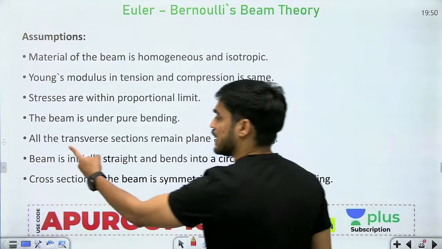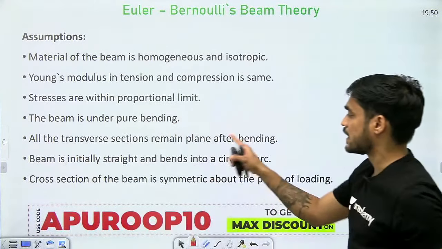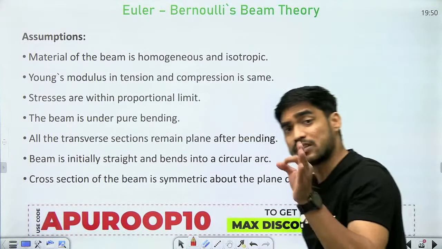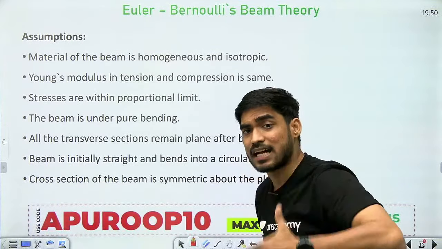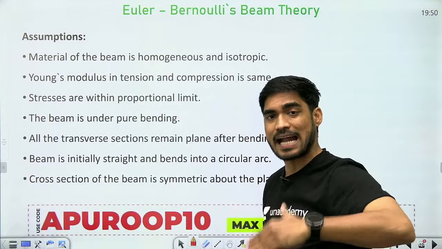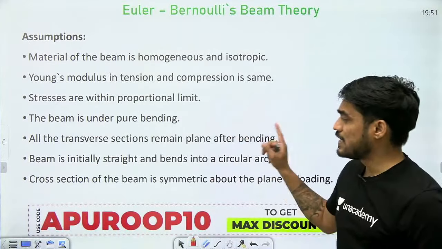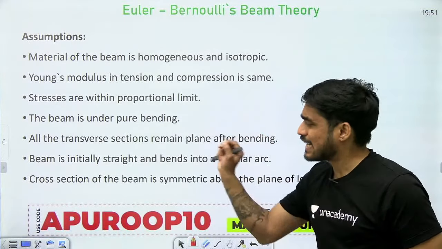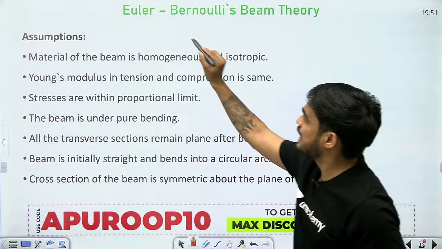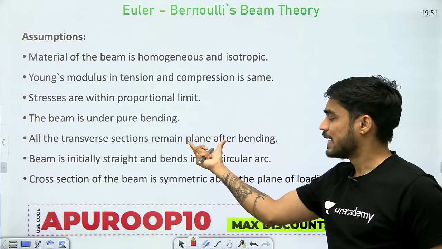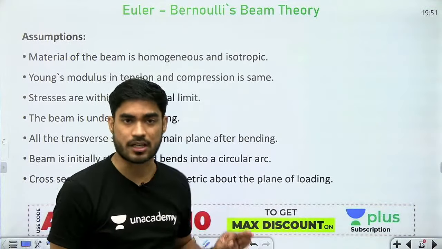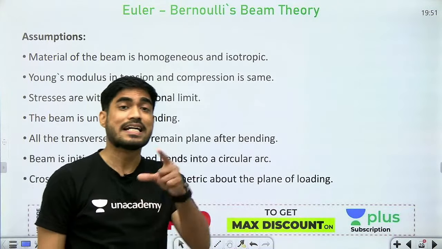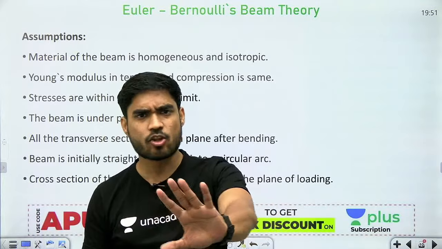Okay, so the next point is that all the transverse sections remain plane after bending. Now this is the assumption based on which we find the distribution of strain and the distribution of stress. Now I want to explain this properly by drawing a diagram, because the entire Euler-Bernoulli's beam theory is based on this assumption. There is another theory called Timoshenko beam theory that is not in our syllabus.